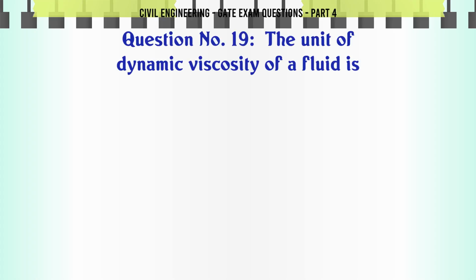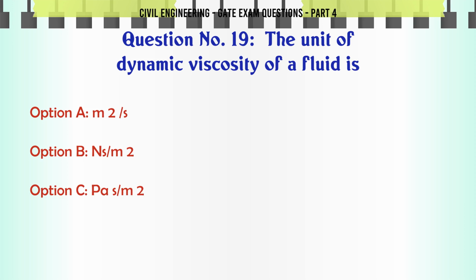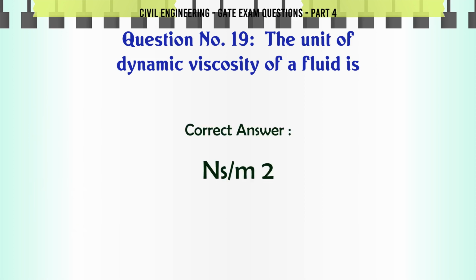The unit of dynamic viscosity of a fluid is A. m²/s, B. N·s/m², C. Pa·s/m², D. kg·s²/m². The correct answer is N·s/m².